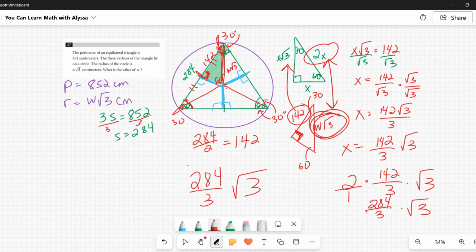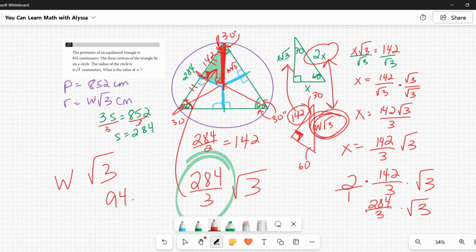So when they said the hypotenuse, which we mentioned is the radius of this circle, it's both. The radius is W times the square root of 3. What is W? W is 284 thirds. That is your answer. And you can also write this as a decimal. The College Board will accept either 94.66 or 94.67.